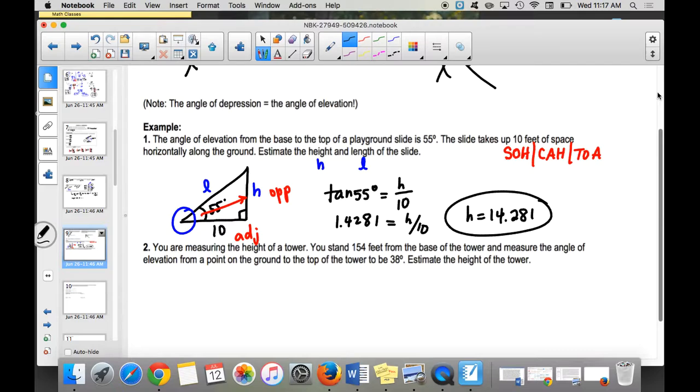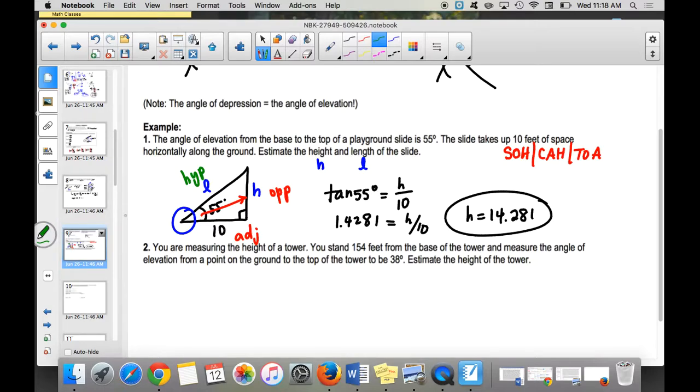All right, now I need to find the other thing. Now we want to find the length. If I want to find the length, what do I have? The length is the hypotenuse. Do you think I want to use the h, which was 14.281, or do I want to use the adjacent, which was 10? I would use the adjacent again.